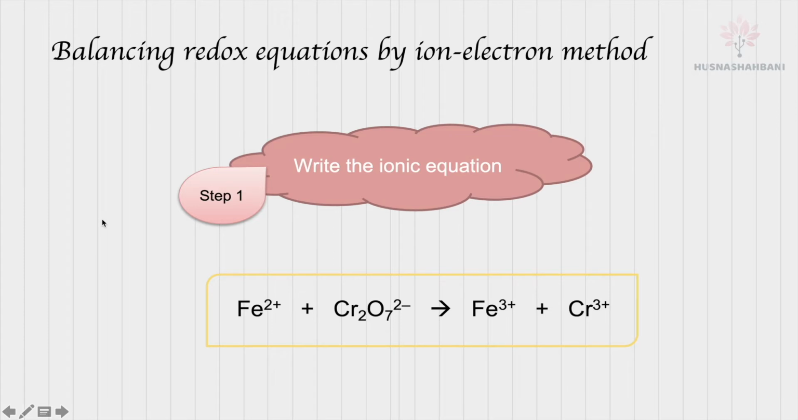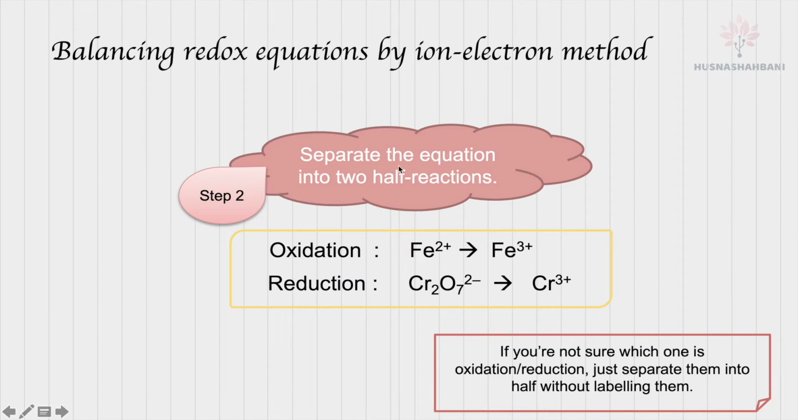Balancing redox equations by the ion-electron method. You have several steps to balance a redox equation. First, you have to write the full ionic equation. This is the full ionic equation. Fe2 plus plus Cr2O7 2 minus becomes Fe3 plus plus Cr3 plus.